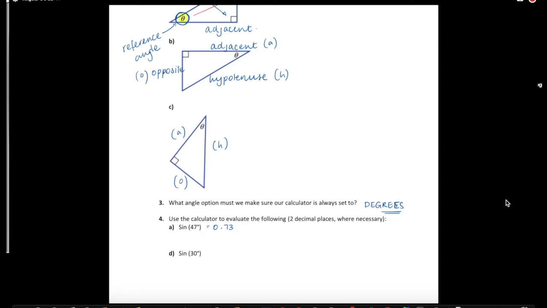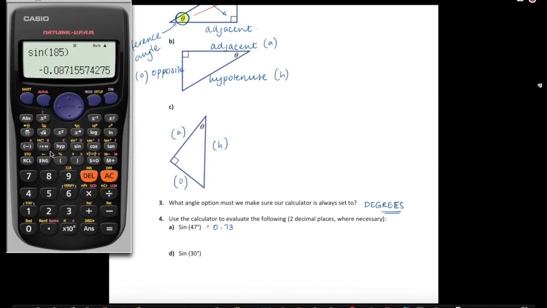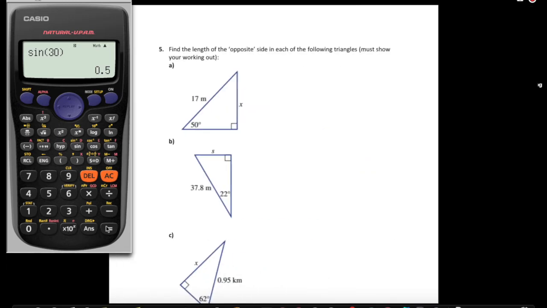All right, so moving on to the next question, we're asked what sine of 30 degrees is. So I'm just going to pull out my calculator and let's have a look at it. So sine of 30 degrees, and that's equal to 0.5. So I'm just going to write my answer here. That's equal to 0.5. All right, so let's move on to the next page.